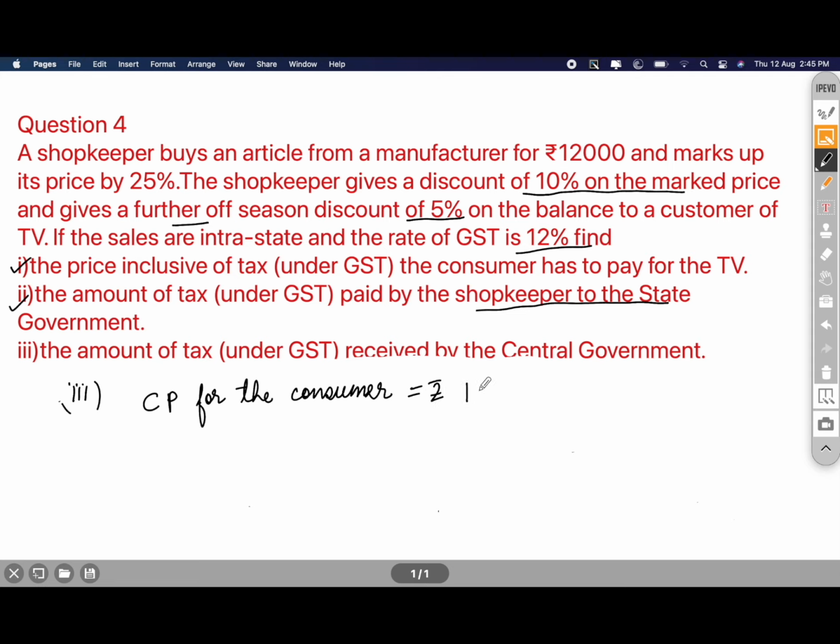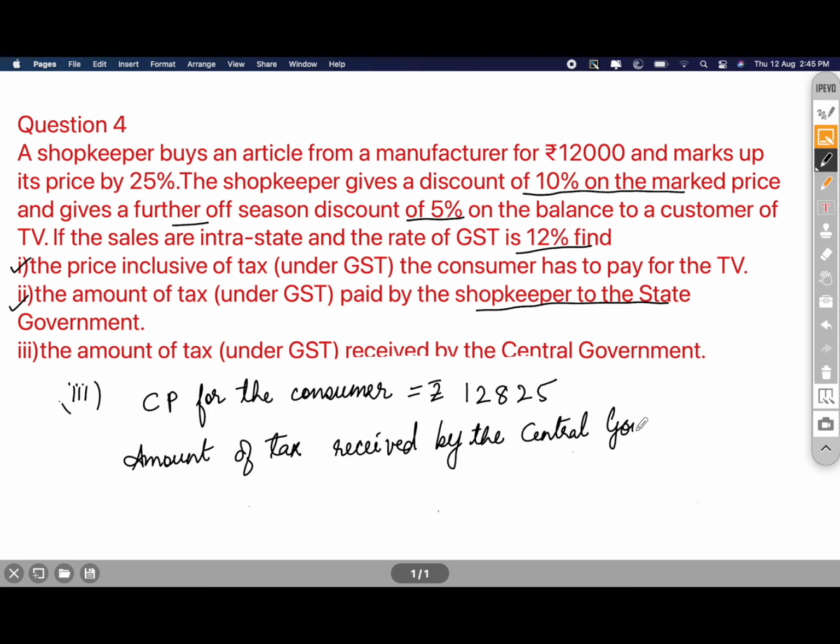So third part, we know the cost price for the consumer is rupees 12,825. So amount of tax received by the central government will be 6% of 12,825 rupees.